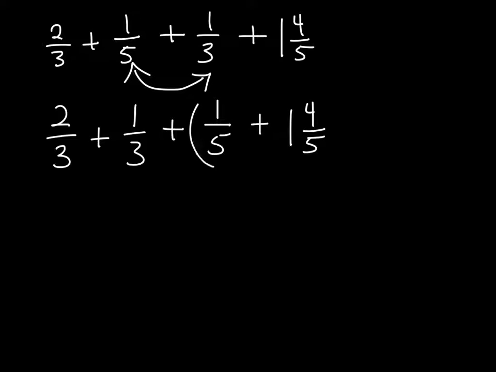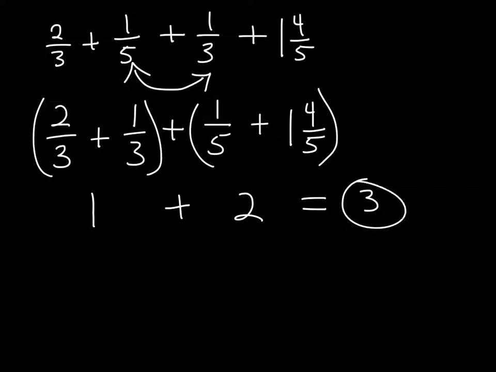And I'm going to put parentheses around the numbers with similar denominators, and I can see that 2/3 plus 1 more third is going to be 3/3, which is another name for 1. And when I add 1/5 plus 1 4/5, 1 4/5 is only 1/5 less than 2, so I want to add that 1/5 in, then I'm going to have 2, and when I add them together, my total is going to be 3. Okay, that was pretty simple.